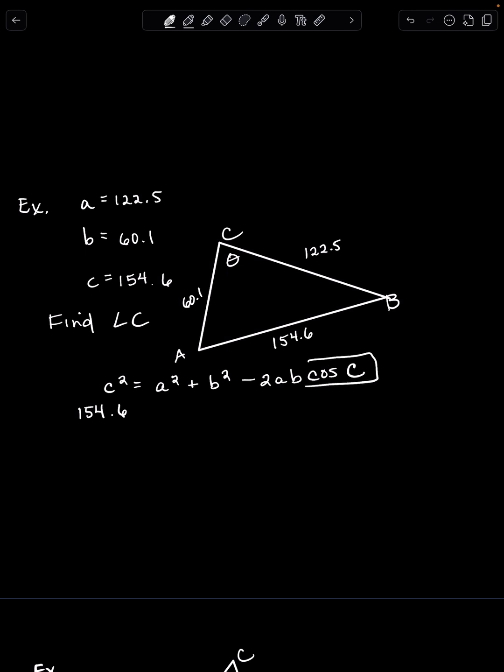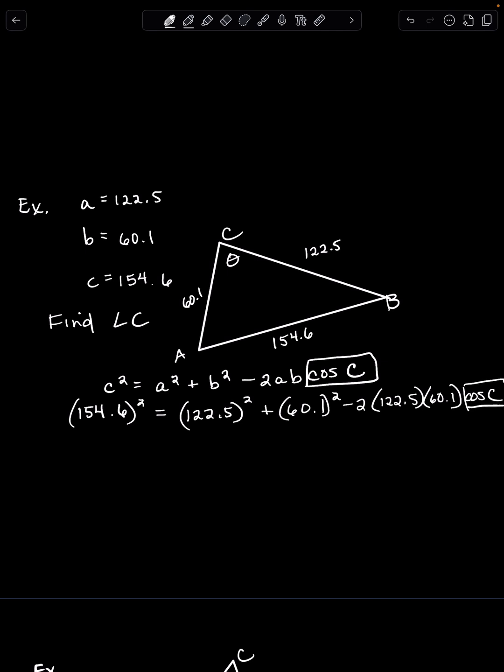That is what I'm looking for here. All right, so I've got 154.6 squared equals a squared, 122.5 squared, plus b squared, or 60.1 squared, minus 2 times 122.5 times 60.1 times the cosine of C. All right, we're isolating cosine of C, so let's go through that.